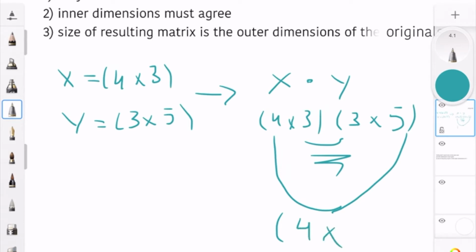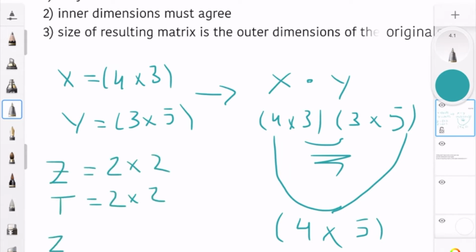Even if we had two matrices of the same size, 2 by 2, this doesn't mean that Z times T and T times Z are equal. This is very different from any other multiplication. Order is an important thing in this multiplication, so it does matter which way you multiply them.